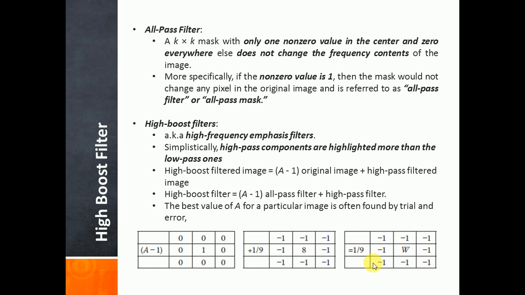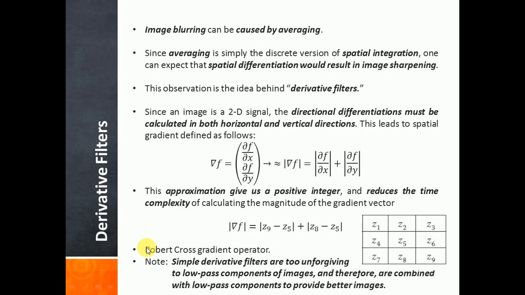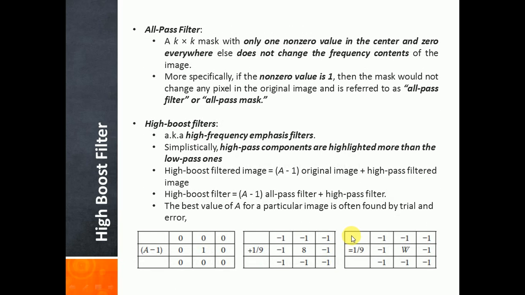But the important thing is this value A. This value A is usually found by trial and error. Okay? It's usually found by trial and error. So this filter, the high boost filter, does give better results than a high pass filter, but the value A has to be determined through trial and error.